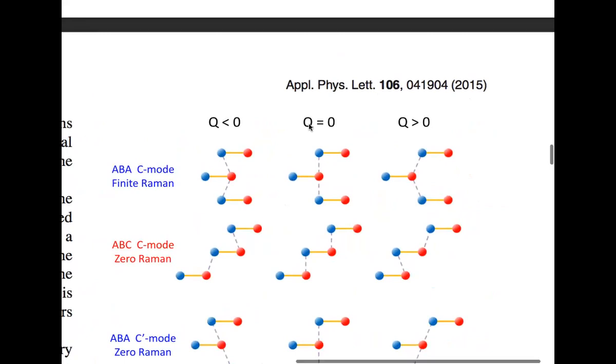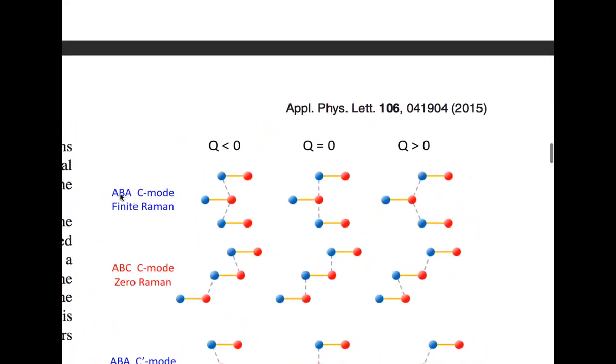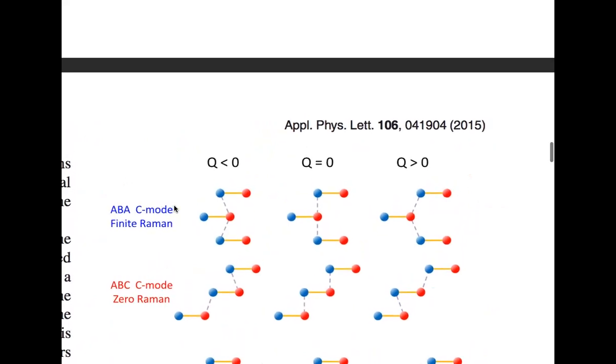the displacement for the normal mode. Okay, let's look at ABA. I think this one is the higher energy mode. Okay, ABA, the high energy shear mode. Let's look at the shear mode first.